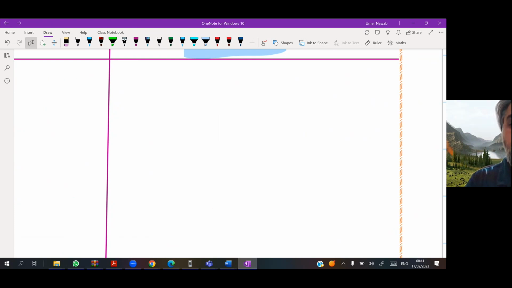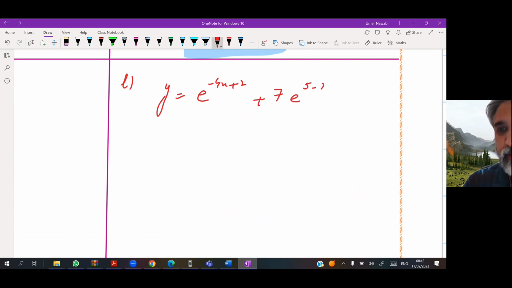Last part, L. y is equal to e raised to minus 4x plus 2, plus 7 e raised to power 5 minus 2x. Now dy by dx, ready? Copy the same expression, e raised to minus 4x plus 2. Further, the derivative of minus 4x plus 2 is just minus 4. Then plus 7 as it is, e raised to 5 minus 2x as it is.